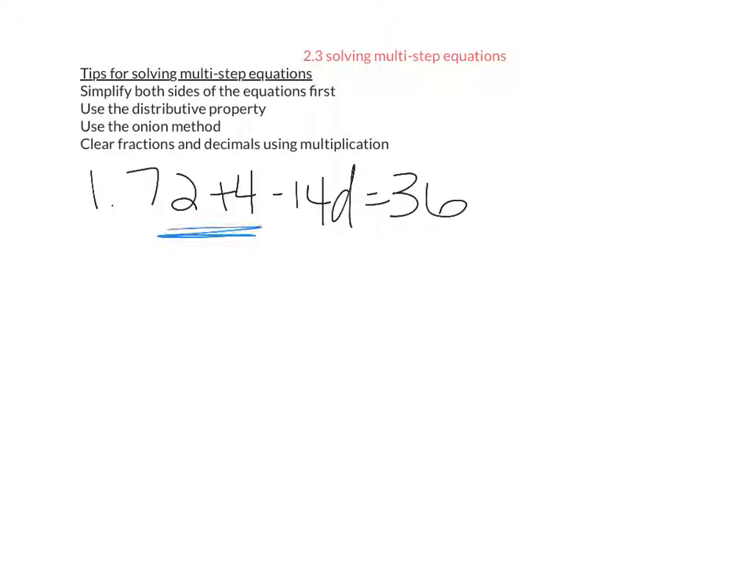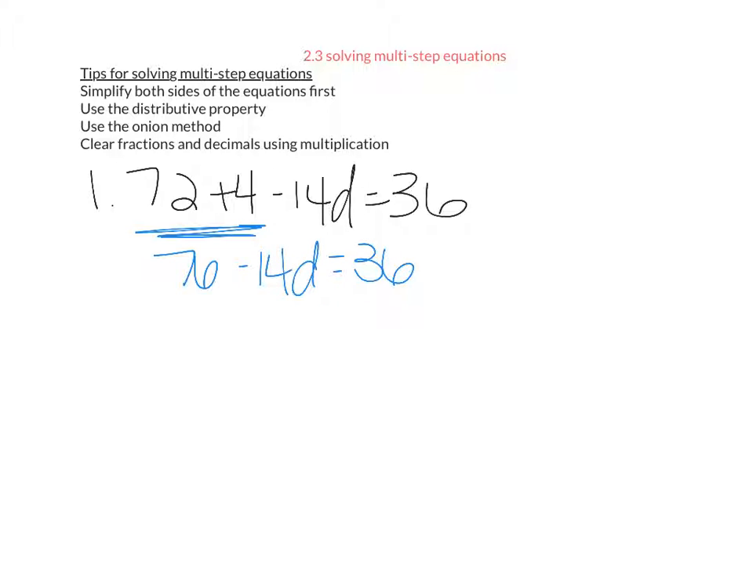Number one, the first equation, let's look at 72 plus 4 minus 14d equals 36. Okay, so my first tip was simplify both sides of the equation. If we look at our equation, you may notice that this left-hand side is not simplified. I can combine together this 72 and 4. So we want to go ahead and do that. So I get 76 and then minus 14d equals 36.